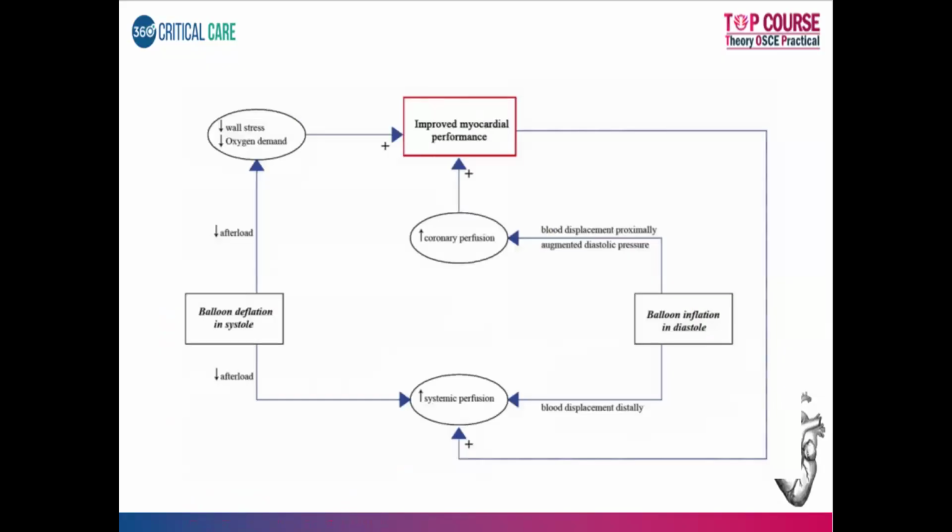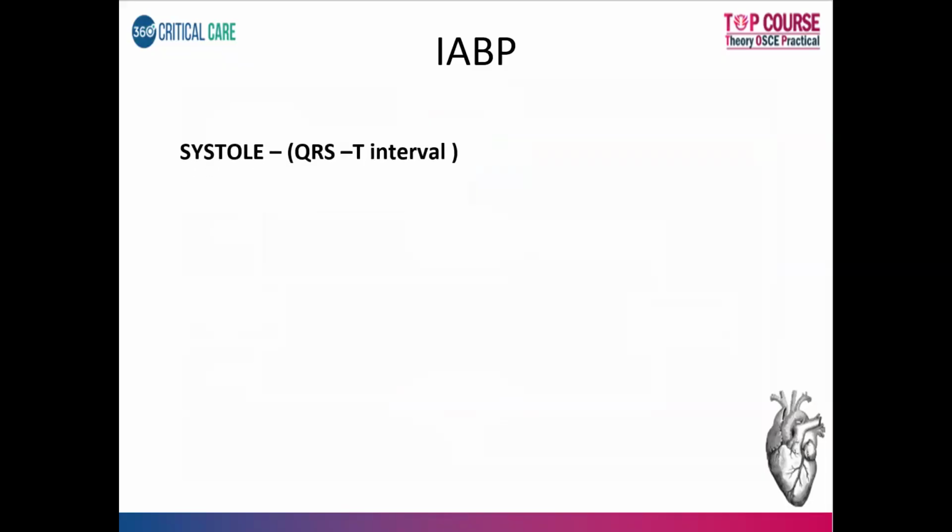So what is the basic mechanism? How does it usually work? The balloon deflation in systole usually causes a decrease in afterload. Because there is a decrease in afterload, there is decreased wall stress and also decreased oxygen demand, which leads to improved myocardial function, which leads to better systemic perfusion. Along with this, when the balloon is inflated in diastole, it also improves coronary perfusion, which again adds to improvement of myocardial performance. So this is basically the working principle of an IABP. There are two things that we need to know: how the pump acts, or how the balloon inflates and deflates.